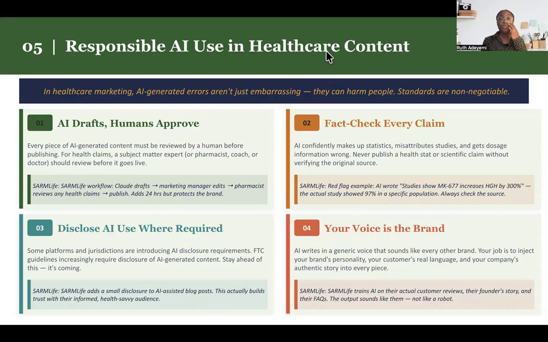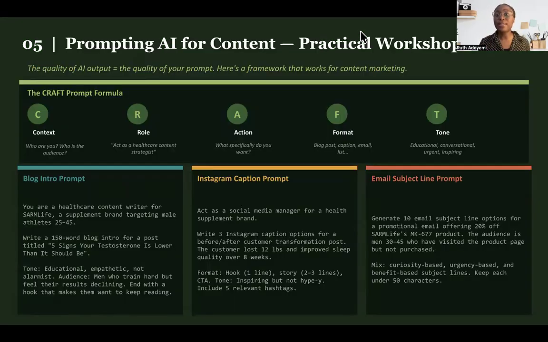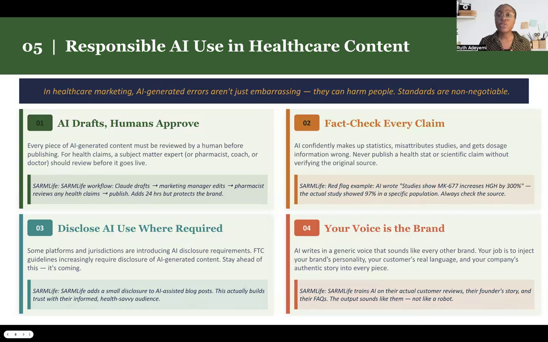So, how do you responsibly use AI? Yes, healthcare content as an example, but this is also for every other industry. Make sure that as AI is drafted, you are the one approving, review everything. Don't just take AI's word for it. Go through every single thing that it says. Fact check every single claim. If it gives you a link, click the link and make sure it doesn't lead somewhere else that is irrelevant, because it does that.